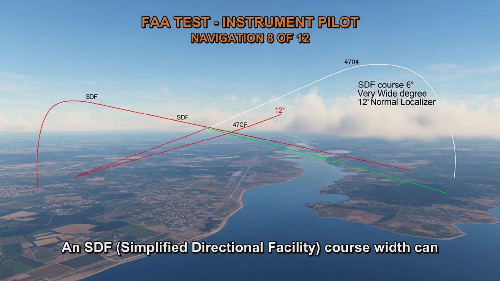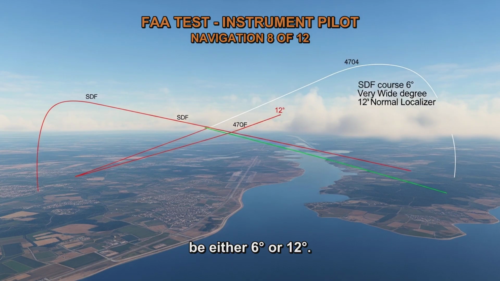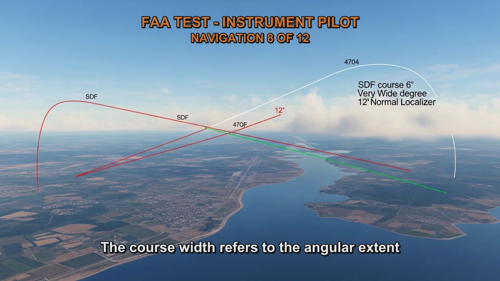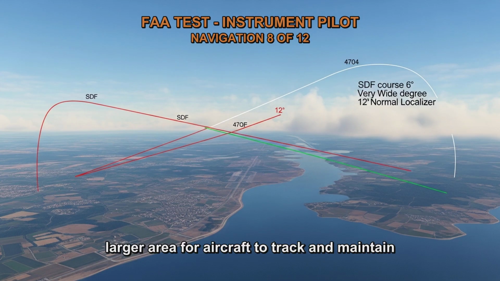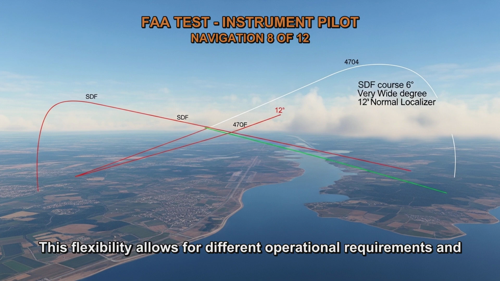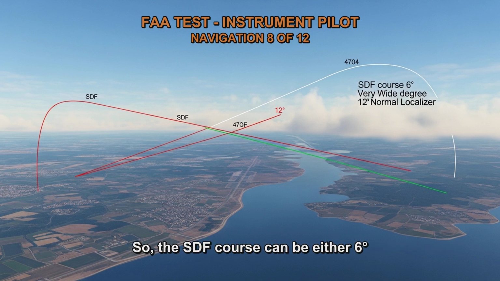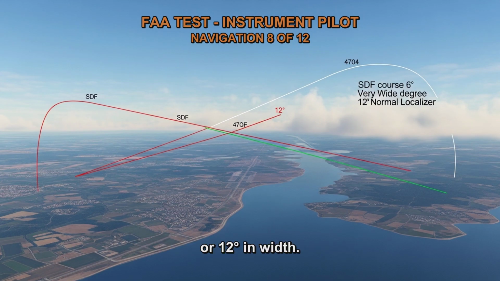An SDF, simplified directional facility, course width can be either 6 degrees or 12 degrees. The course width refers to the angular extent of the usable signal emitted by the SDF facility. The wider course width of 12 degrees provides a larger area for aircraft to track and maintain course alignment. This flexibility allows for different operational requirements and airspace configurations. So, the SDF course can be either 6 degrees or 12 degrees in width.